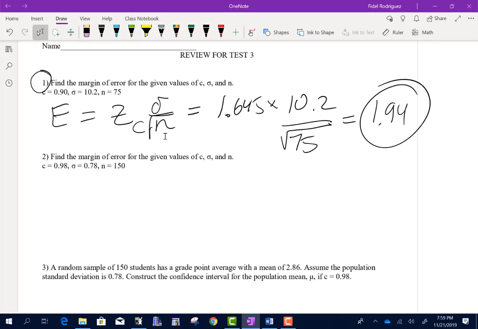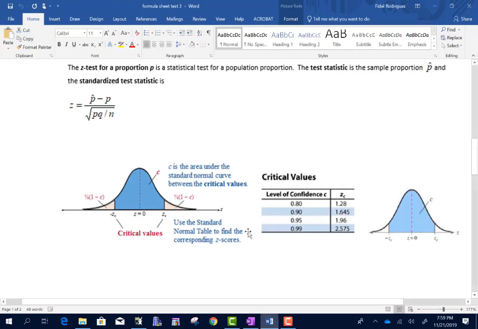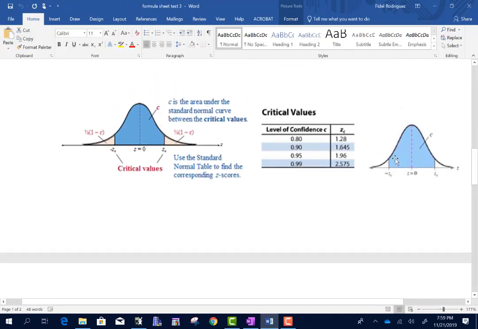Right, so for 98, I want you to look at the formula sheet down here. Look how the formula sheet is given. So when we did the 0.90, that means there's 90% in the middle, right? So wasn't there going to be 5% here and 5% here?